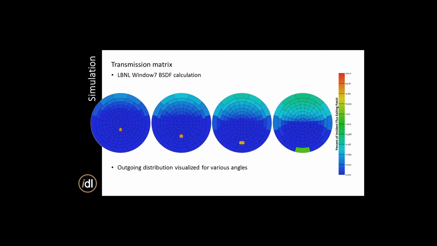Okay, and this is just the visualization. The BSDF by nature is, again, text form, just like Radiance would require as input. And these are the distributions of the BSDF given certain directions that light is entering the opposite side of the window.